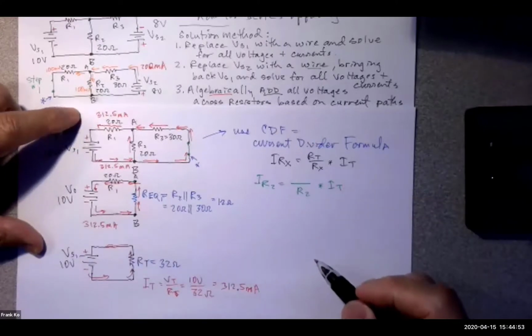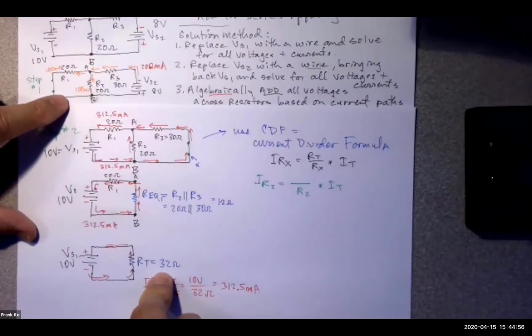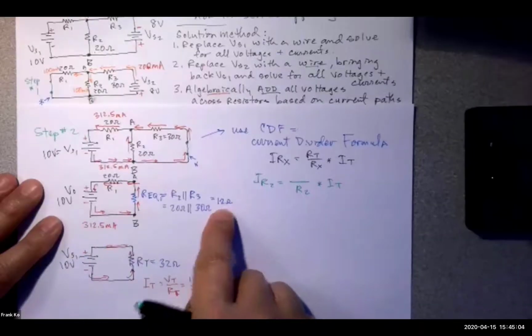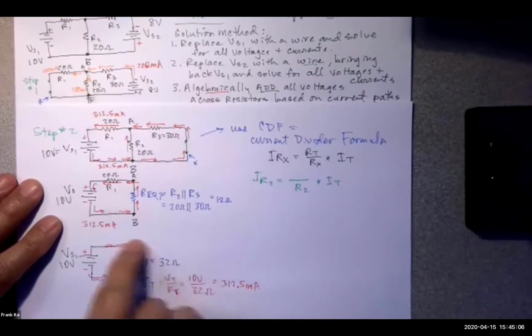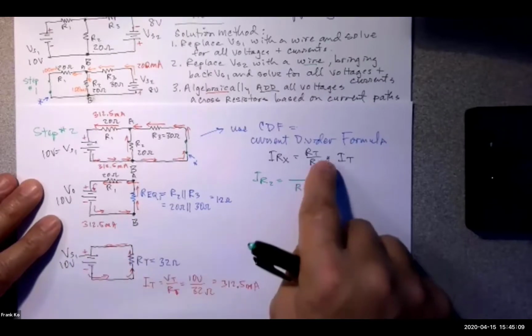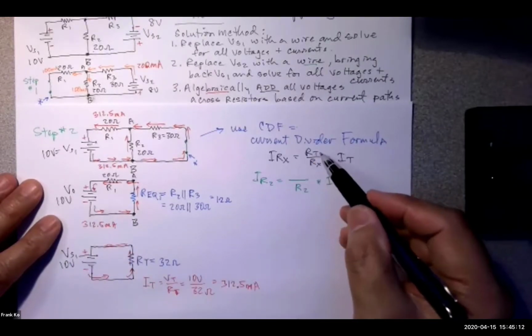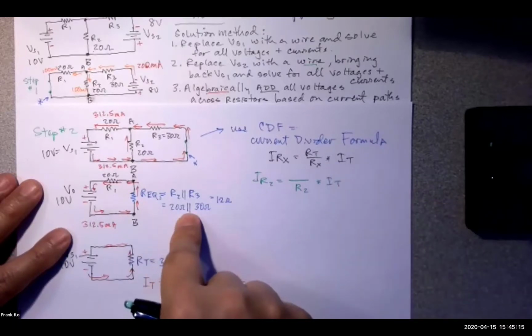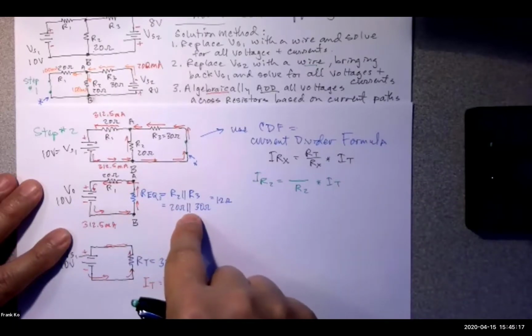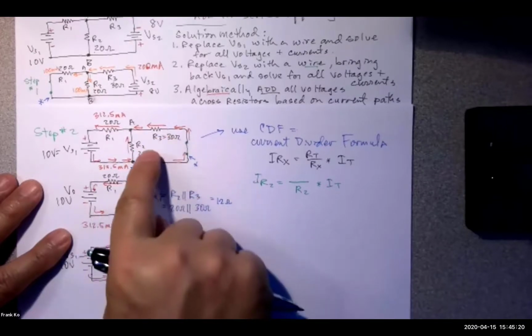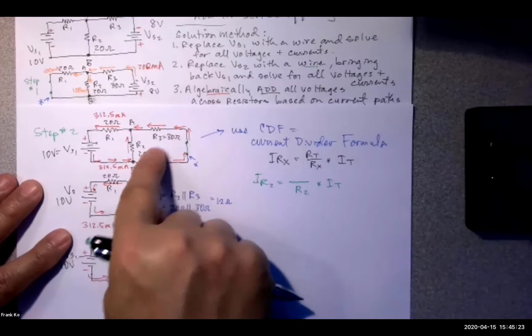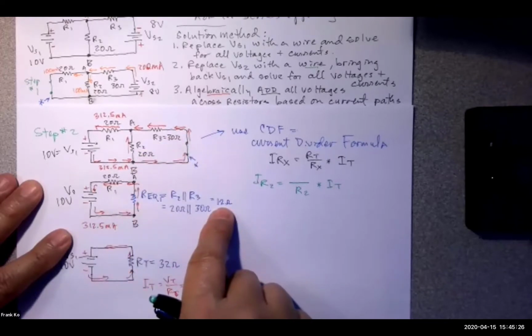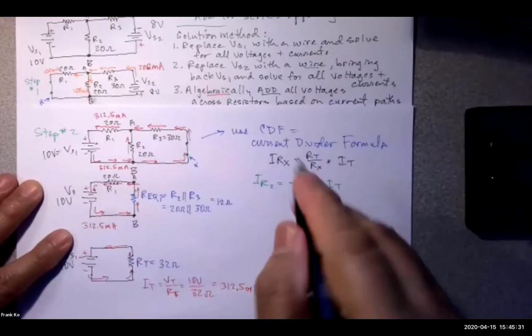What do I use for RT? Do I use the 32 ohms for RT? No, the 12. I mean the REQ total, yeah, 12 ohms. I have to use the 12 ohms. I cannot use the 32. The 32 is RT for the entire circuit. This RT in the current divider formula only applies to what is in parallel. And the only part of this circuit that's parallel is R2 and R3. So R2 and R3, they parallel total to become how many ohms? 12 ohms.